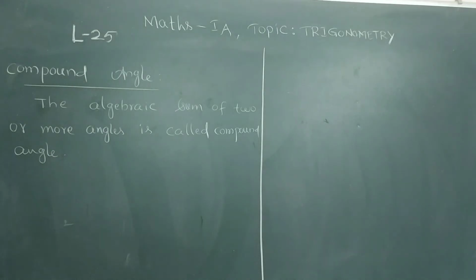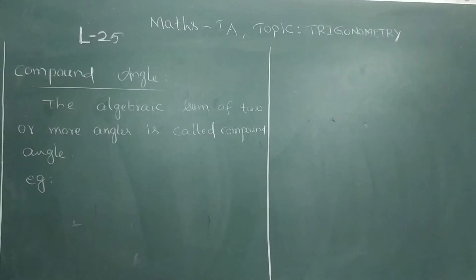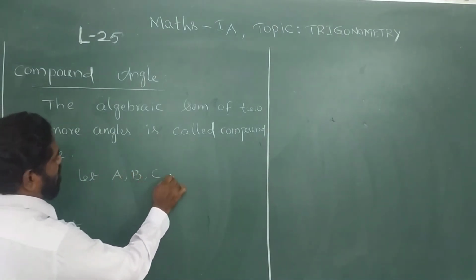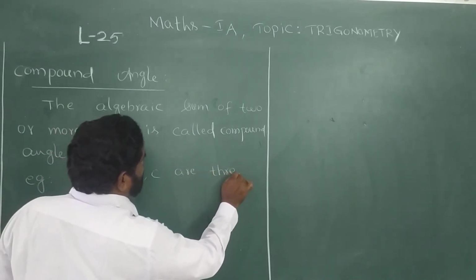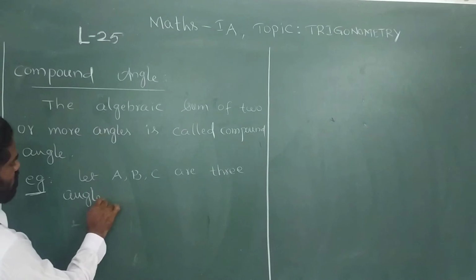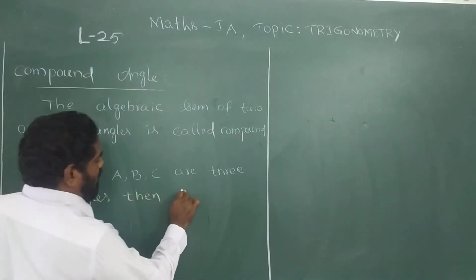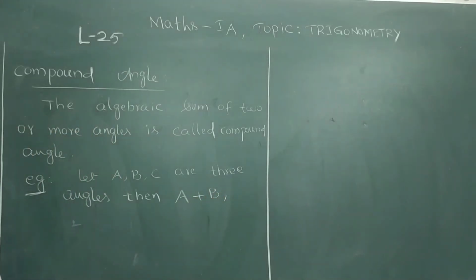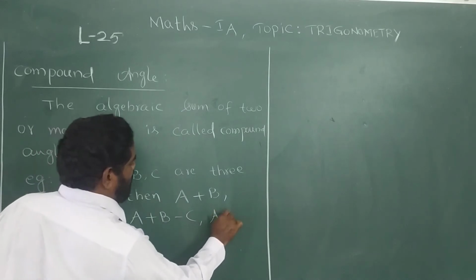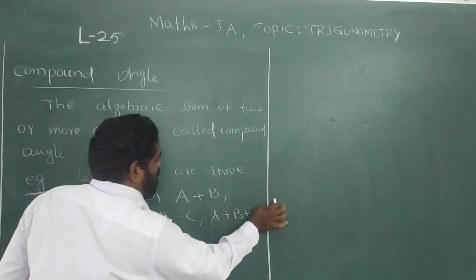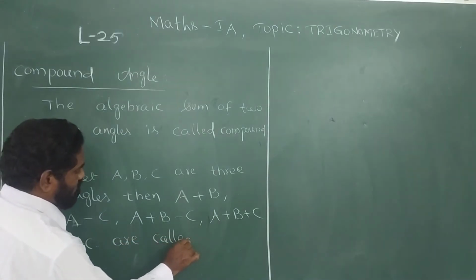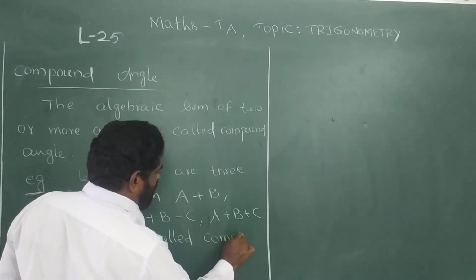Okay. Let us see the example. Suppose A, B, C are three angles, then A plus B, A minus B, A minus C, A plus B minus C, A plus B plus C, etc. are called compound angles.